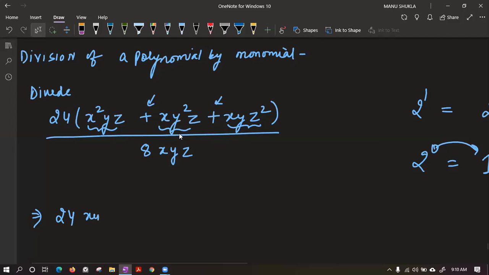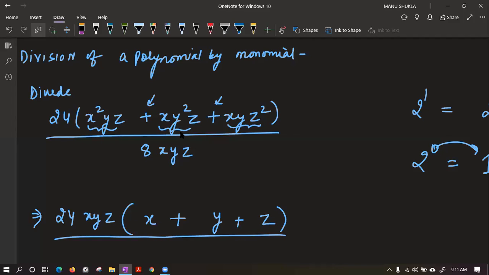24 x, y, z. Now, what is left inside? Class, please help me. In the first place, if we have taken x, y, z common, what is left? Yes, it is x only, because here we had x square. Now tell me what is left at the second place? Y is left. Very good. And in the third place, what is left? Z. And in the denominator we have 8 x, y, z.